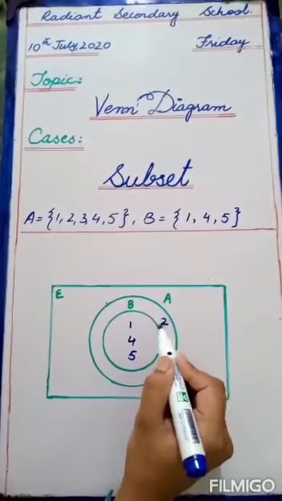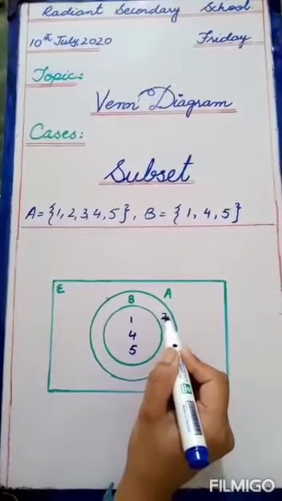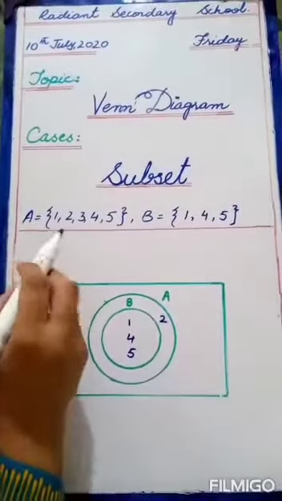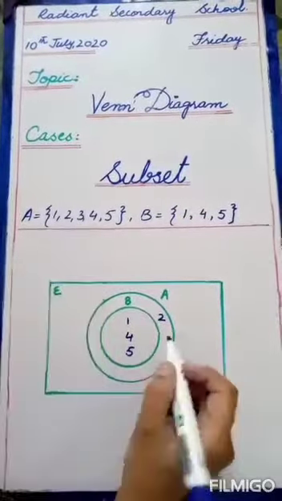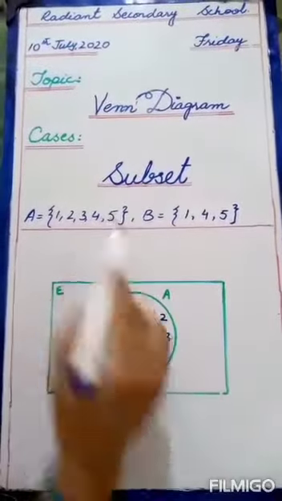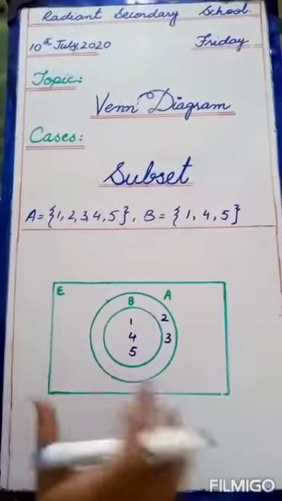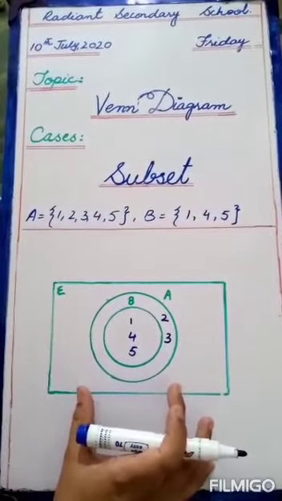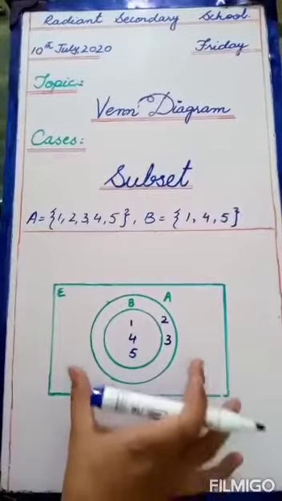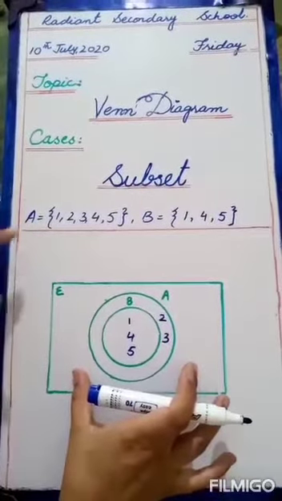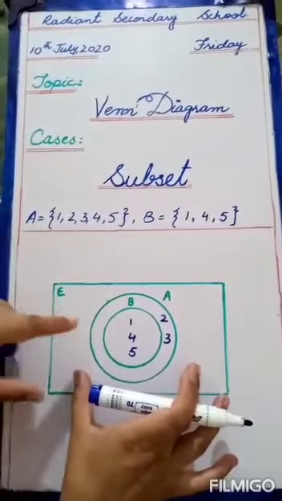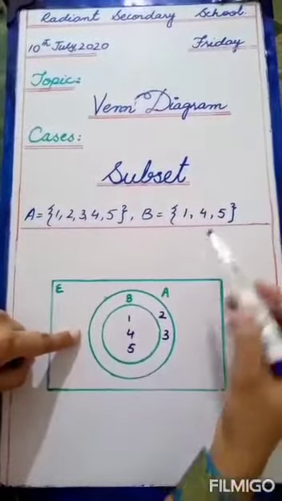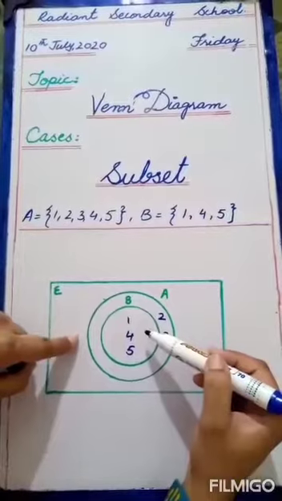So we have to write the other elements of set A which are not in B outside the inner circle. Okay, next 2, after 2 is 3, and then 4 and 5 are already written. In this way we have to write the elements of the subsets when we are going to make the Venn diagram. Be careful, you have to make the circle within the circle, and the name of the subset will be the name of the inner circle.